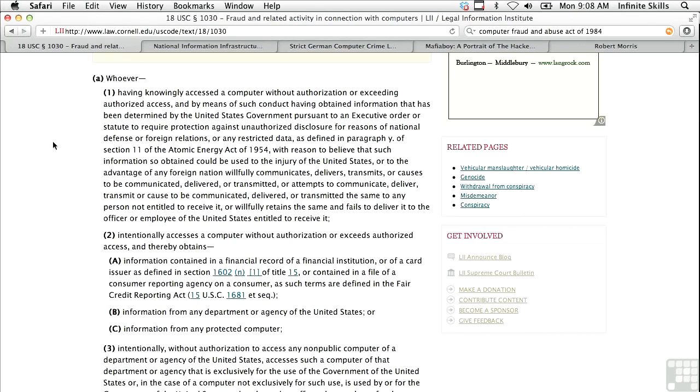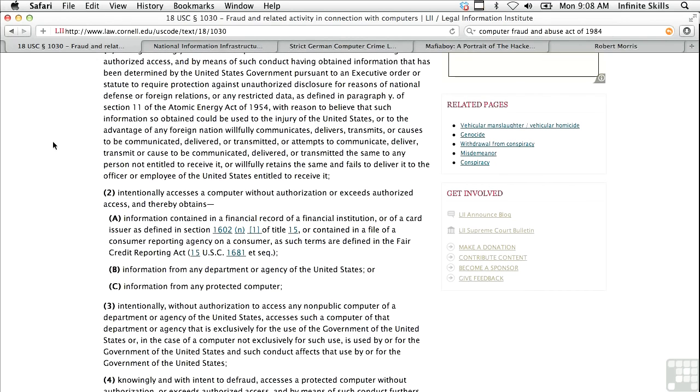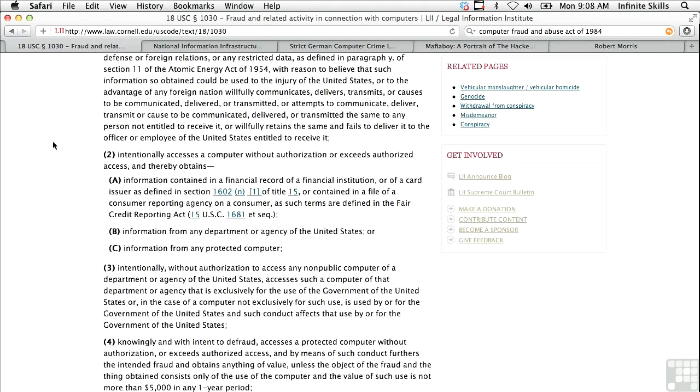Now, this law goes on to talk about all sorts of other activities that you can't do, like knowingly and with intent to defraud a protected computer without authorization, or intentionally without authorization to access any non-public computer of a department or agency of the United States. So there's a lot of detail in this particular law, and it's worthwhile being aware and familiar with what it covers. It's not the only federal law that protects against these types of activities, however.